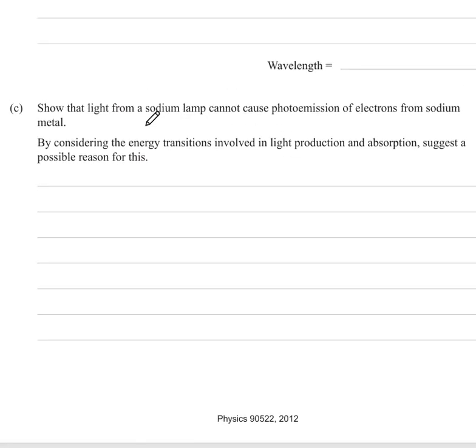Let's look at part C of this question. Show that light from a sodium lamp cannot cause photo emission of electrons of sodium metal. We can see that this question C has two parts. This is part one, this is part two. So we have to give two answers to the corresponding two questions.